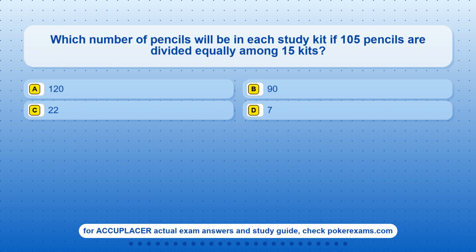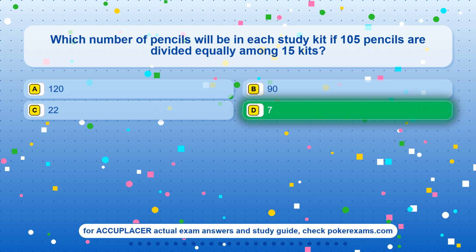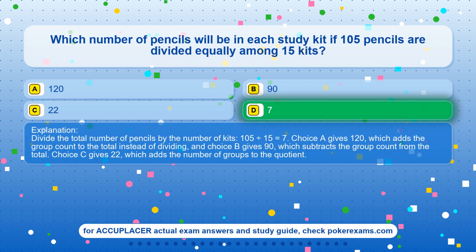Question 2. Which number of pencils will be in each study kit if 105 pencils are divided equally among 15 kits? Option A, 120, Option B, 90, Option C, 22, Option D, 7. The correct answer is Option D, 7. Divide the total number of pencils by the number of kits. 105 divided by 15 equals 7.